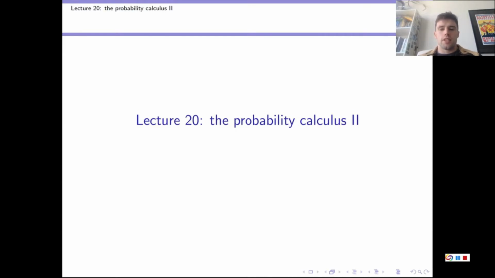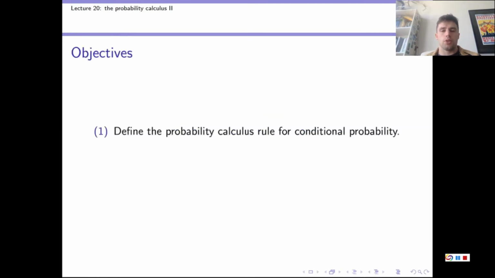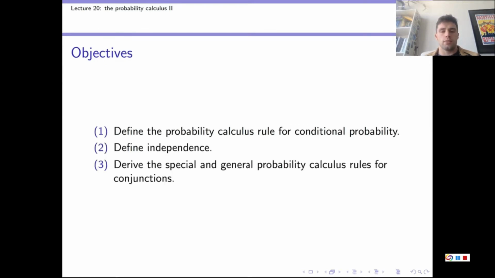The objectives for this video are the following. After watching, everyone should be able to, number one, define the probability calculus rule for conditional probability. Number two, define independence. And number three, derive the special and general probability calculus rules for conjunctions.